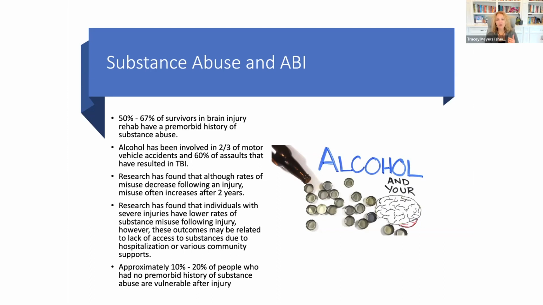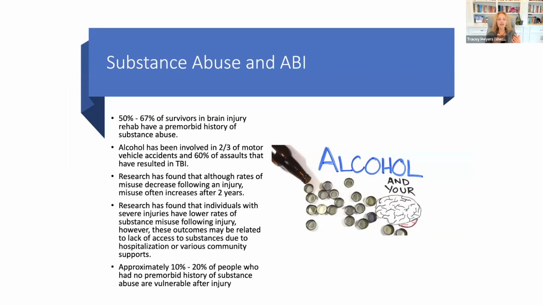Alcohol is involved in about 2/3 of motor vehicle accidents in general, and 60% of the assaults that have resulted in TBI, right? So again, huge numbers. Research has found that misuse decreases immediately following an injury, but then increases after 2 years. So what does that mean? If someone had an injury, maybe they're in a rehabilitation center for 2 years and they may not have any access to substances, but once they get into the community and they're back into their normal life and they're exposed again to stressors and family, et cetera, the use actually increases.